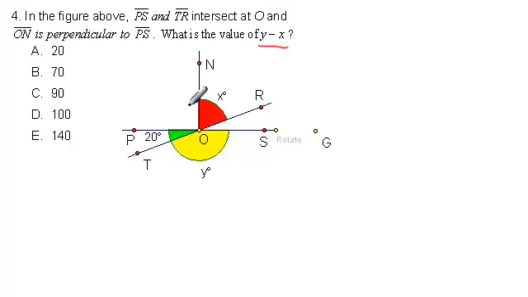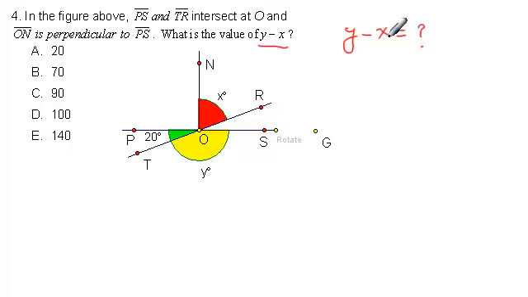It is also given that this green angle is 20 degrees. So this angle is 20 degrees. So the vertical angle, this is the way I'm going to get the answer. They're asking me to find y minus x equal to how much. To find the answer, I have to find the measure of angle x and the measure of angle y, which is yellow color.